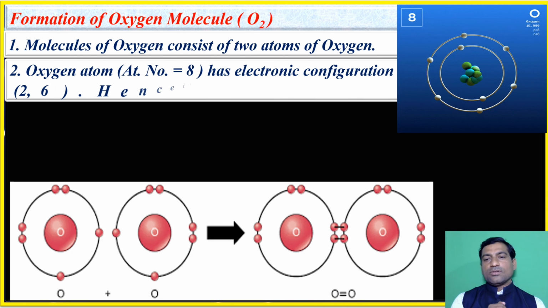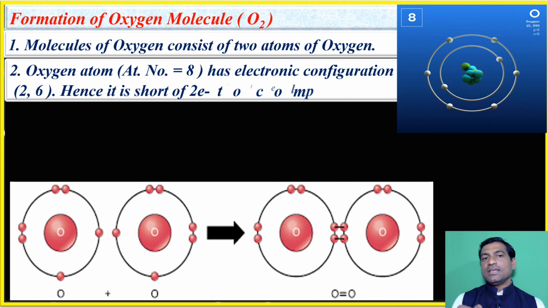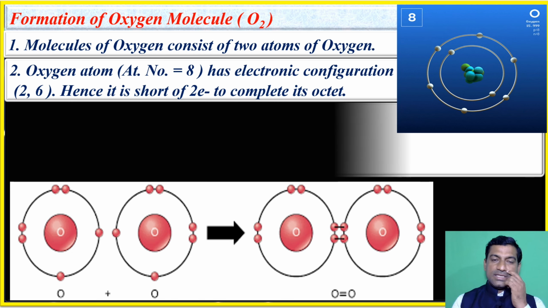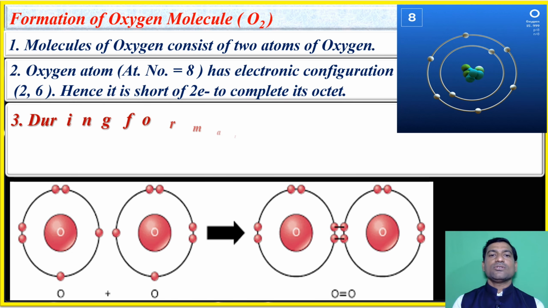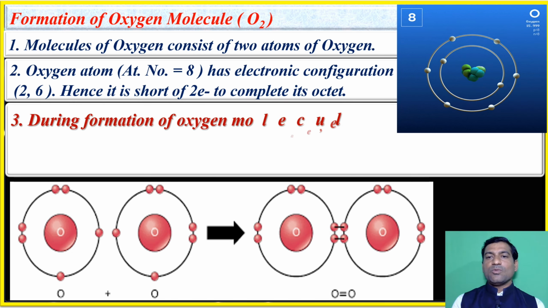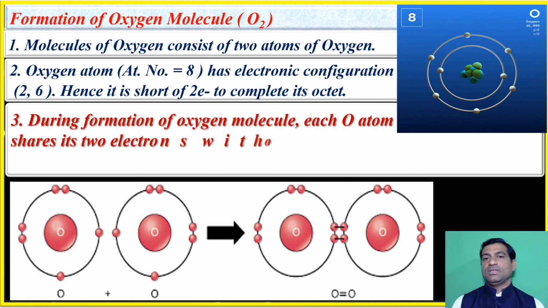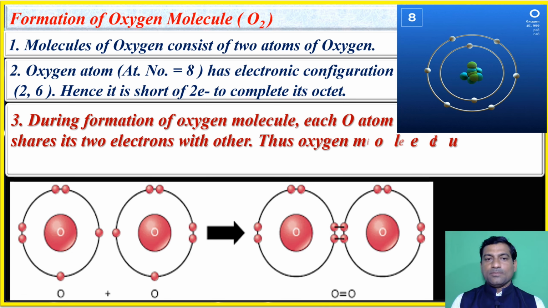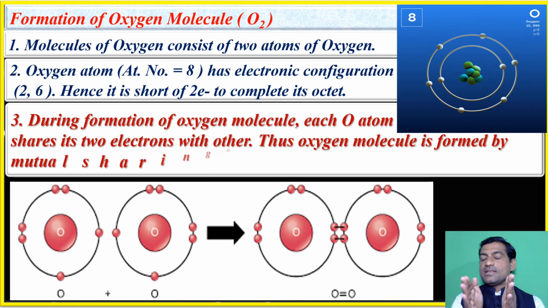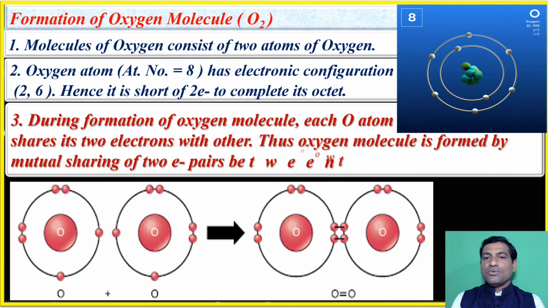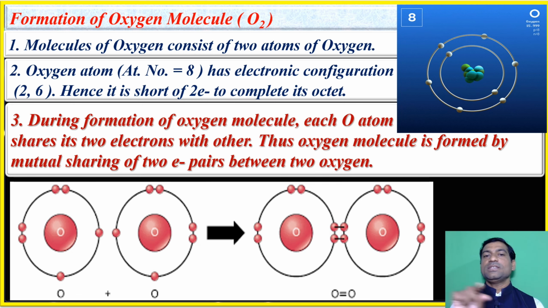During the formation of oxygen molecule, each oxygen atom shares 2 electrons with the other. The oxygen molecule is formed by mutual sharing of 2 electron pairs between the two oxygen atoms. So 4 electrons are shared between two atoms, means 2 pairs of electrons are shared between two atoms, and there is a formation of a double bond. So the oxygen molecule contains a double bond, and such compounds are called double bonded compounds.